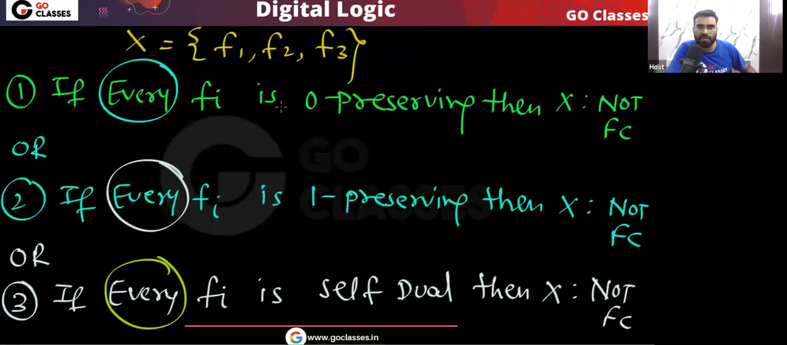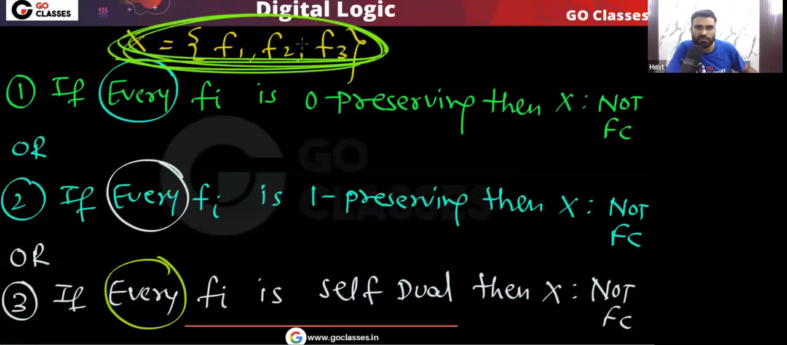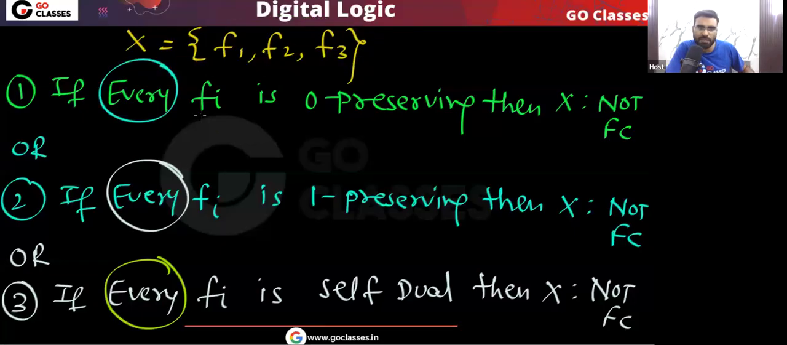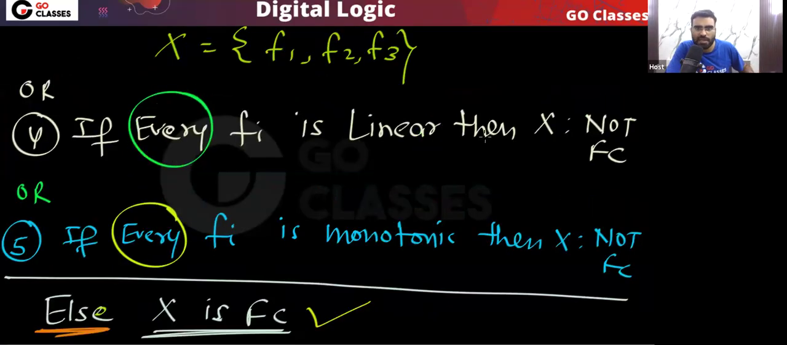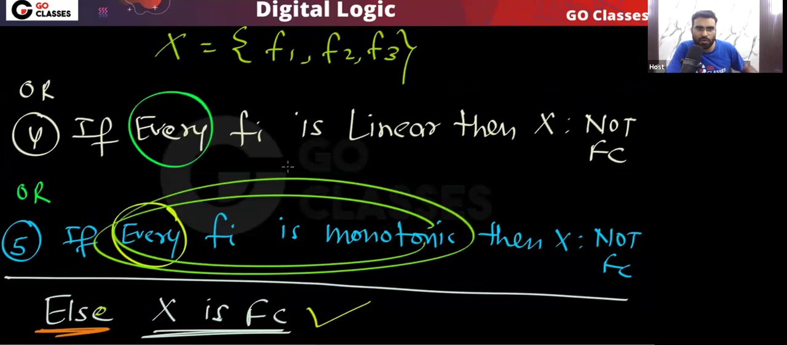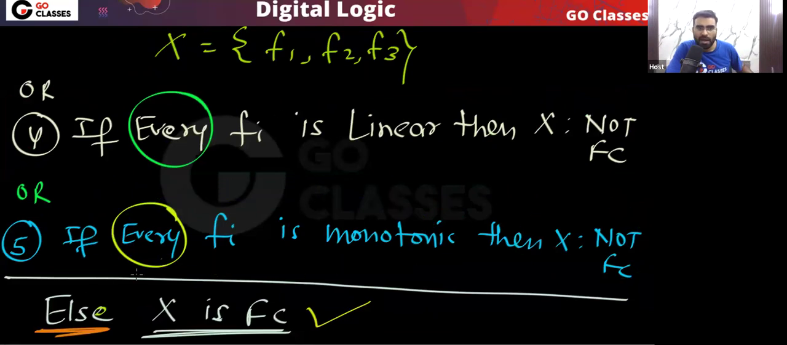So very simple point. Again, I am telling you, this is the set of functions given to you. The question is asking, is this set X functionally complete or not? Then what you will do? Very simple. Check every fi. If every fi is zero preserving, then X is not functionally complete. If every fi is one preserving, then X is not functionally complete. If every fi is self-dual, then X is not functionally complete. If every fi is linear, then X is not functionally complete. If every fi is monotonic, then X is not functionally complete. Otherwise, X is functionally complete.